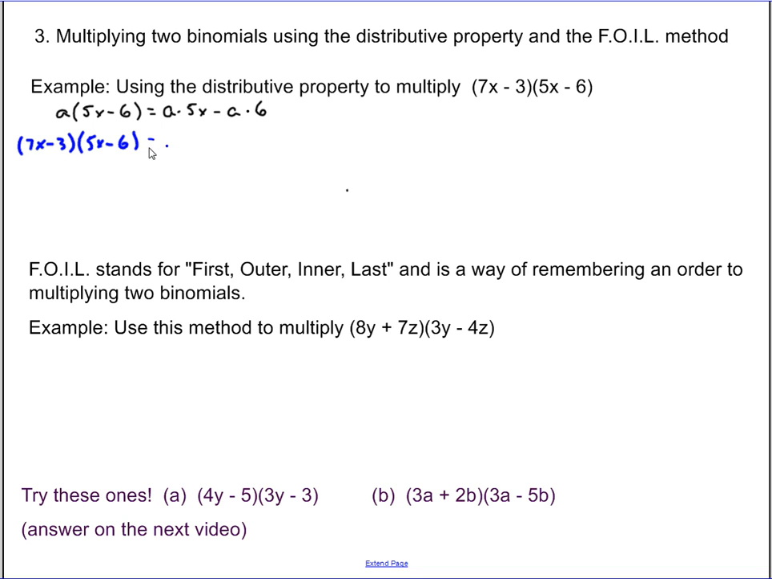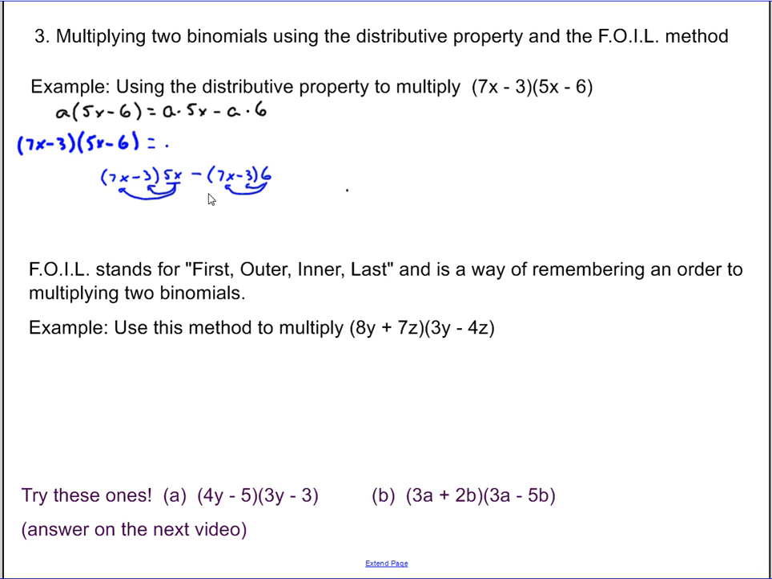Okay, so how's that going to work? Well, in this distributive property, instead of having a times 5x, we would be taking 7x minus 3 times 5x. And instead of having minus a times 6, we would be having 7x minus 3 times 6. And by the distributive property, we would take these and distribute them into each of these parentheses individually. So you see what's going to happen.